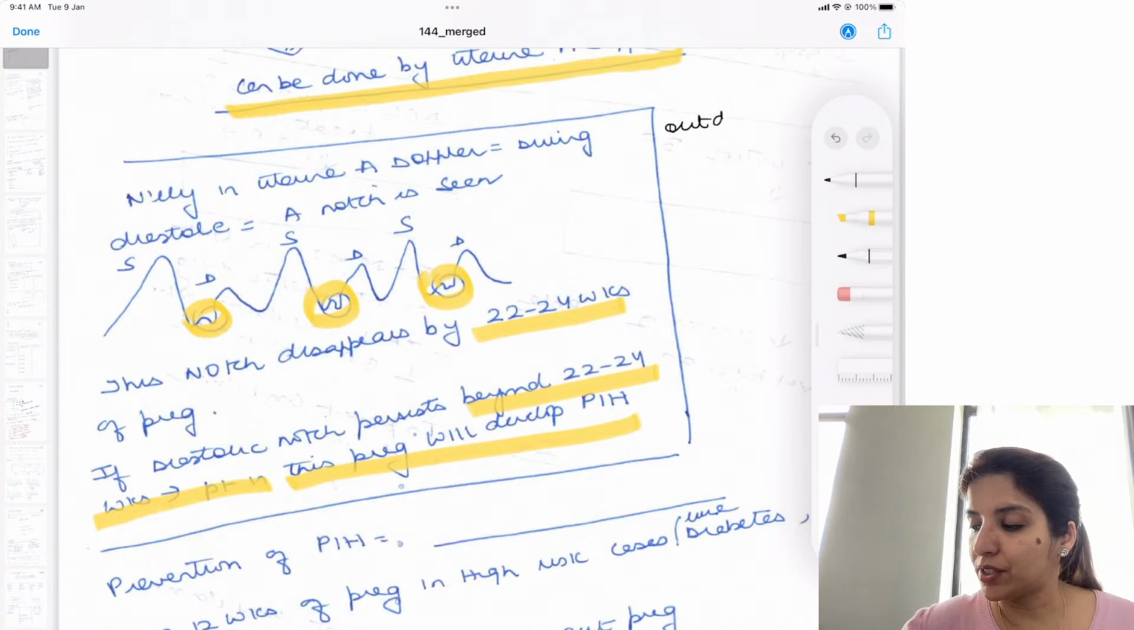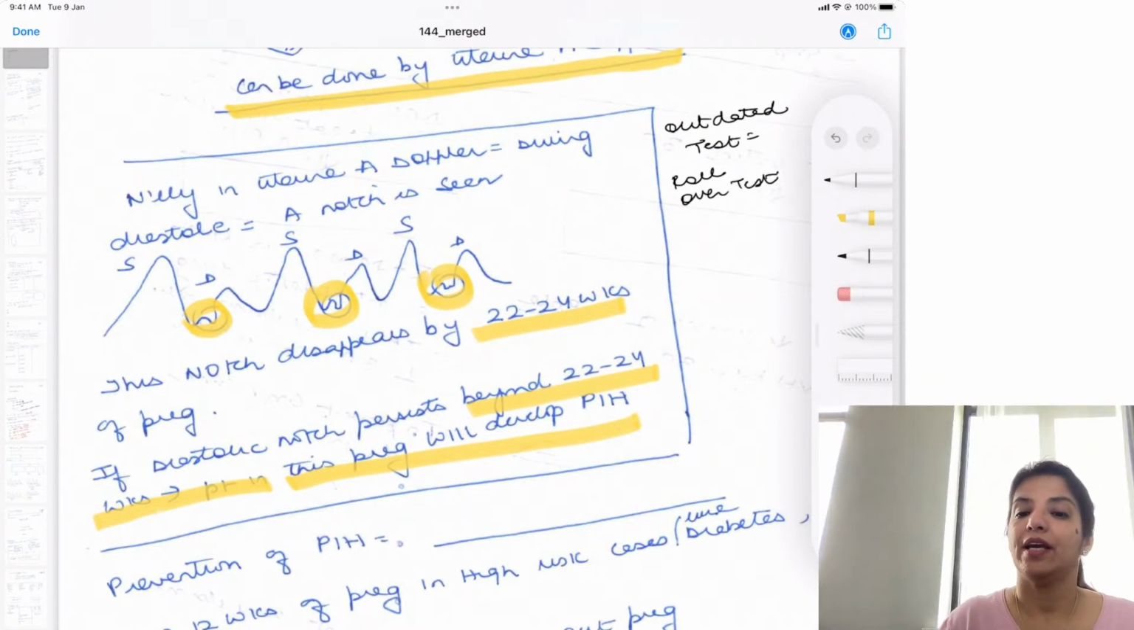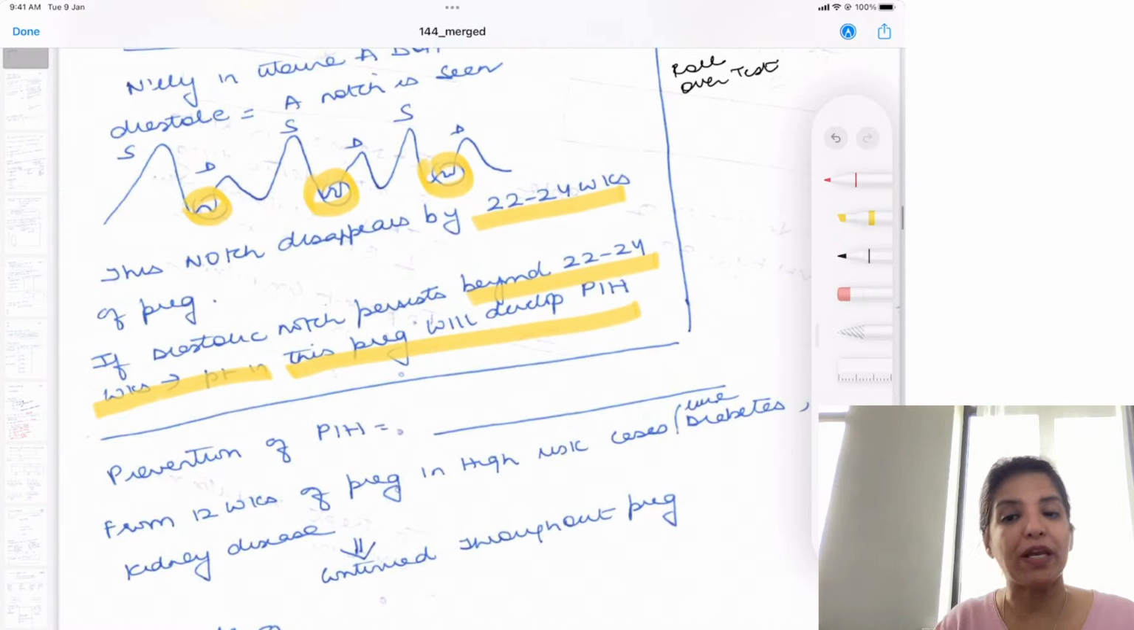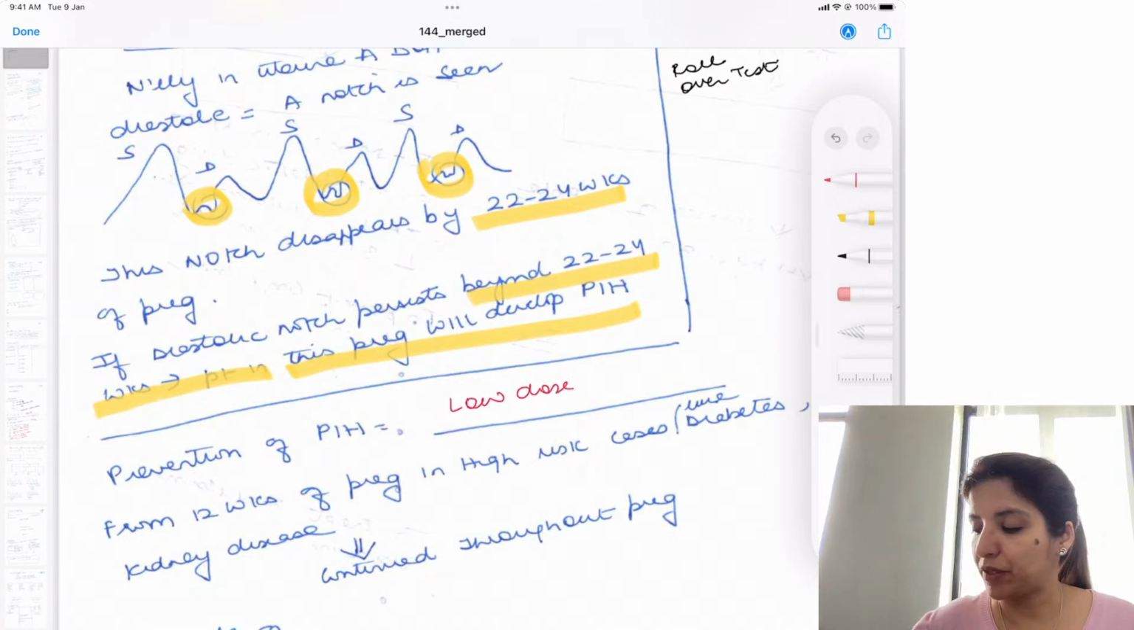An outdated test is rollover test. If you ask me do we have tests for prediction? Yes. Do we use them? No. Right? Their sensitivity and specificity is very less. So we don't use any of these tests for predicting PIH. Right? Now, can we prevent PIH? Yes. We can prevent PIH by giving low dose aspirin.